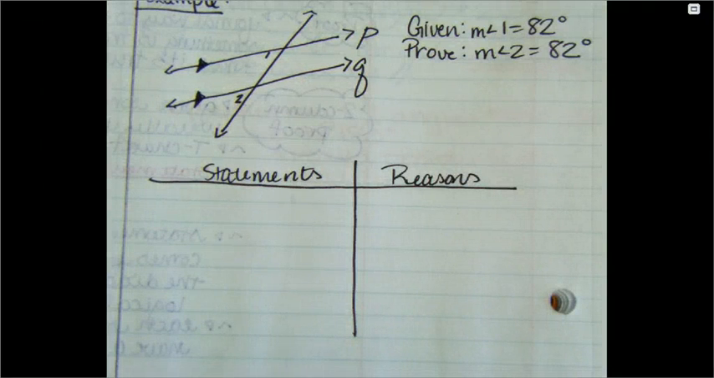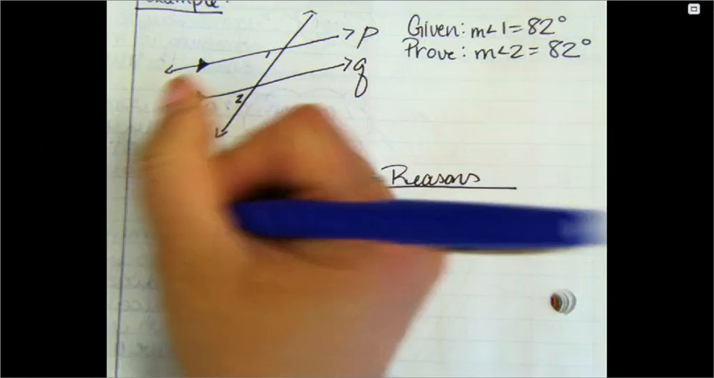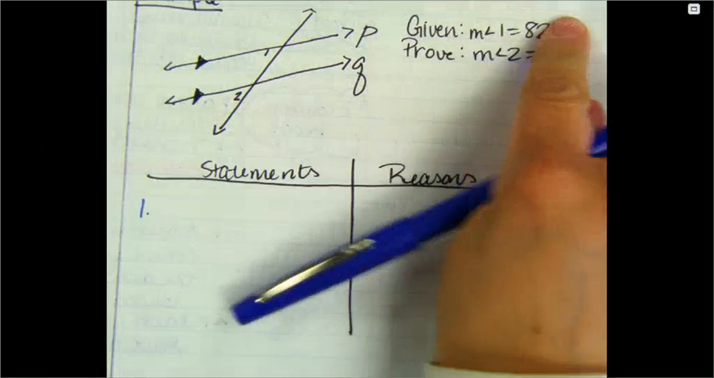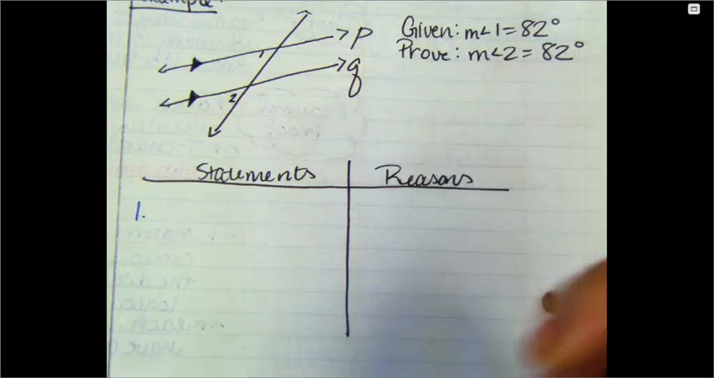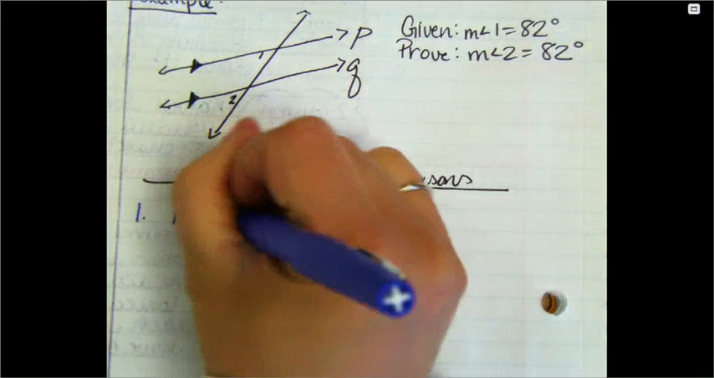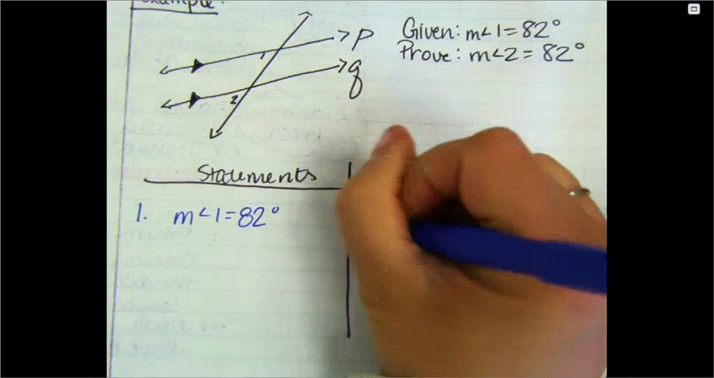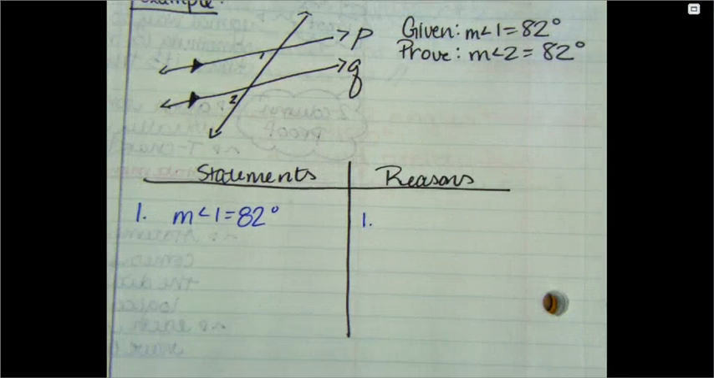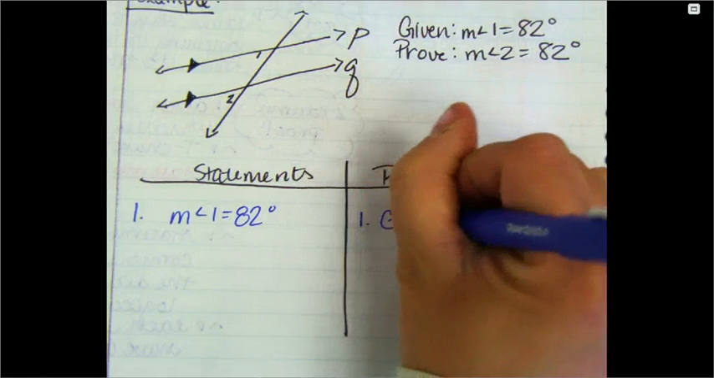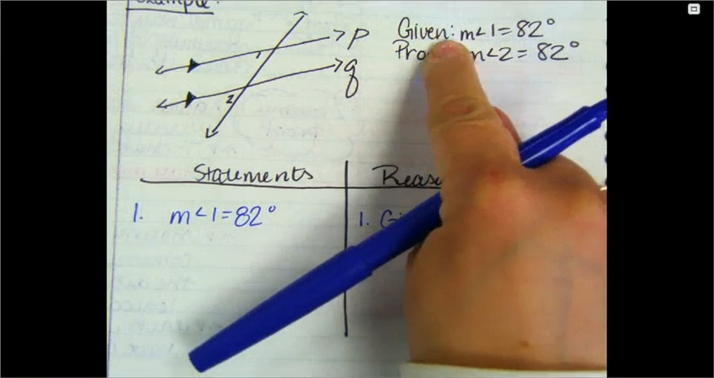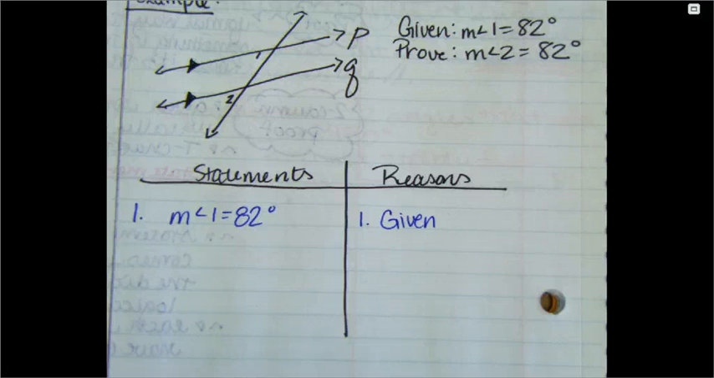So the first thing I'm going to do is I'm going to look, and I always start with what you're given here. So what was I given? The measure of angle 1 equals 82 degrees. And then you're going to number both sides, but you're just watching. You're not writing, because that's what I told you to do. And you're going to write the word given, because guess what? It was given. Okay?